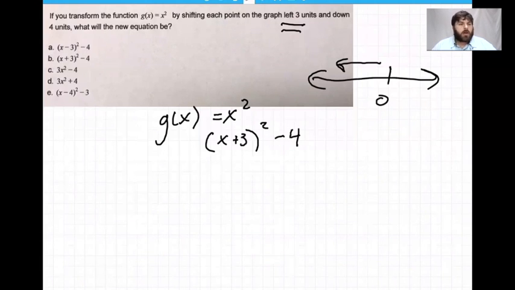Now, if you weren't sure, this would be an easy time to just graph the thing and say, does it look like x squared, which is a parabola, except it's left 3 and down 4? That's a pretty quick check if you weren't sure of yourself, okay? So we're going to go with B, x plus 3 squared minus 4.